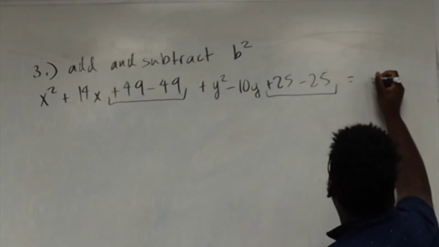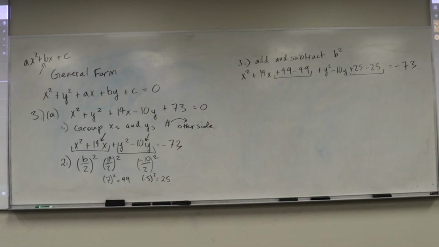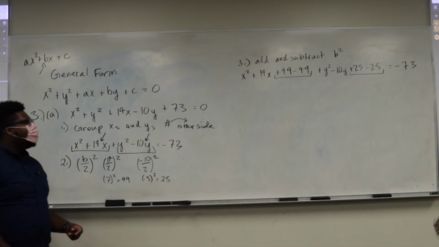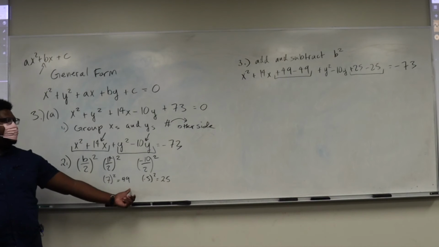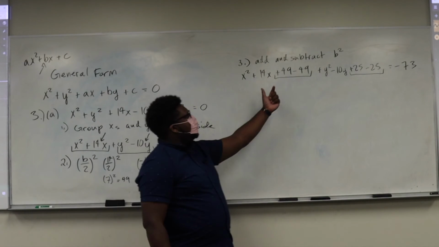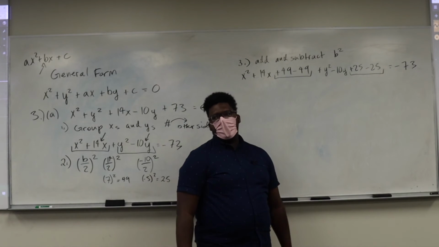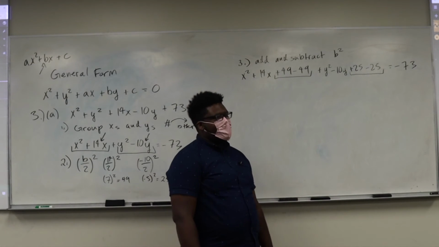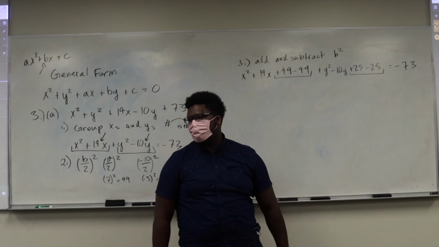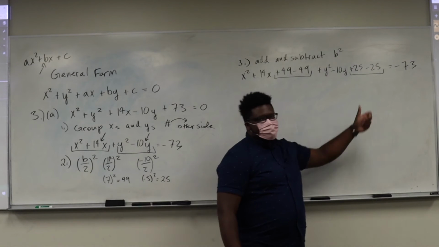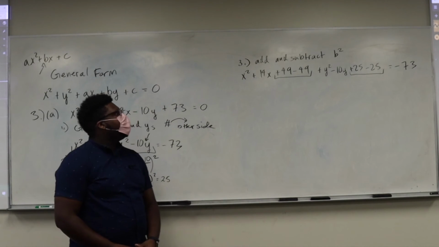And what is that equal to? Negative 73. So after we half it and square it, we add it and subtract it. Why am I adding and subtracting at the same time? Exactly. Technically, I haven't changed the equation yet, because I'm doing the same thing on both sides.